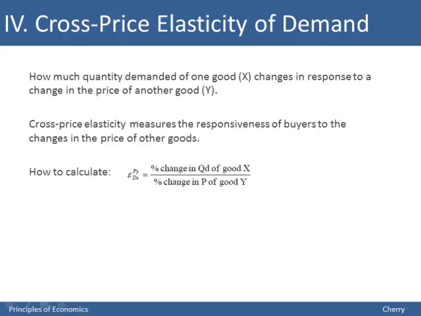So how do you calculate this? It looks very similar to the price elasticity of demand that we covered first. But for cross-price elasticity of demand, we have the percentage change in quantity demanded of one good, say X, over the percentage change in price of another good, say Y. Percentage change in quantity demanded of one good over the percentage change in price of the related good.